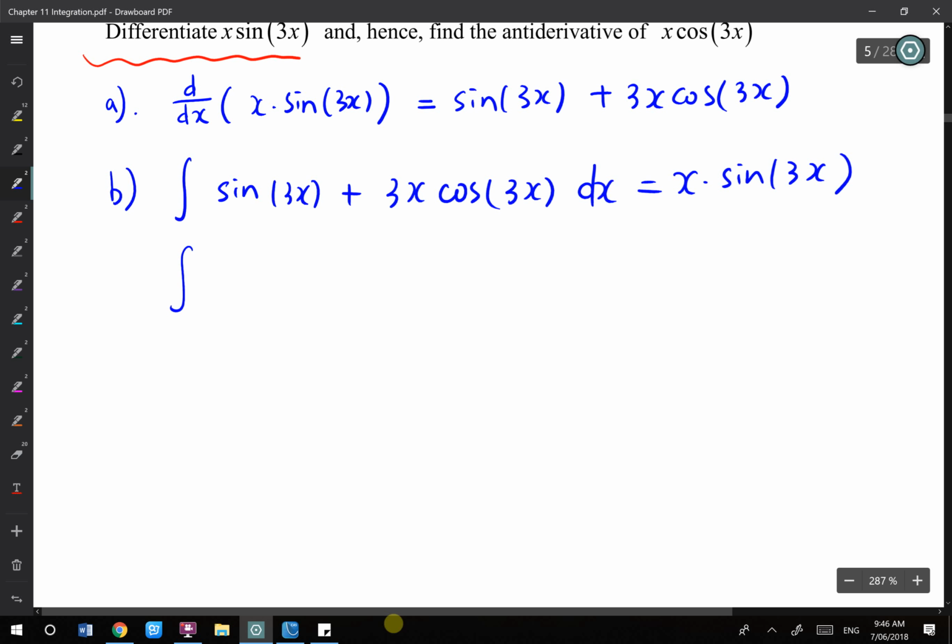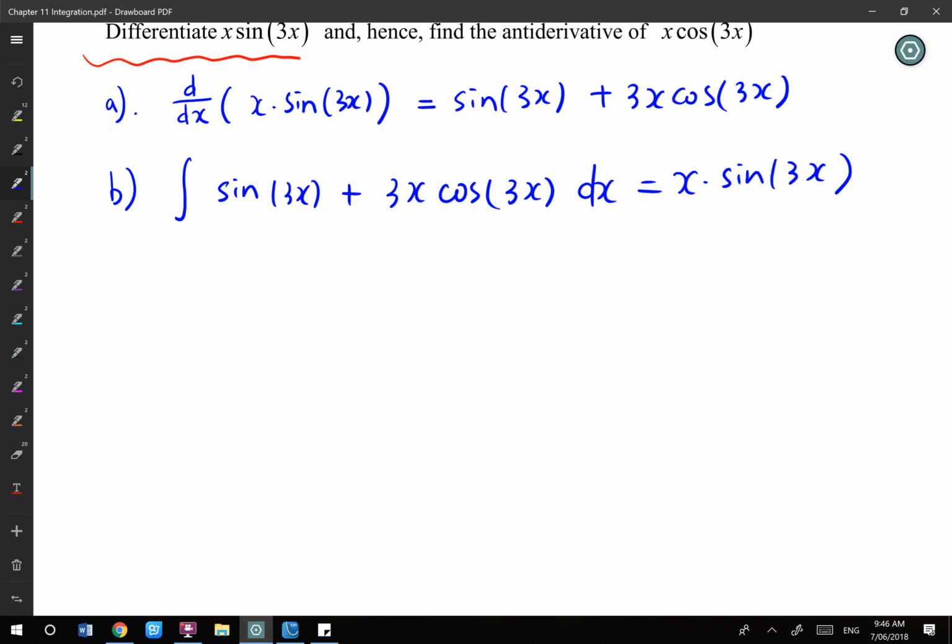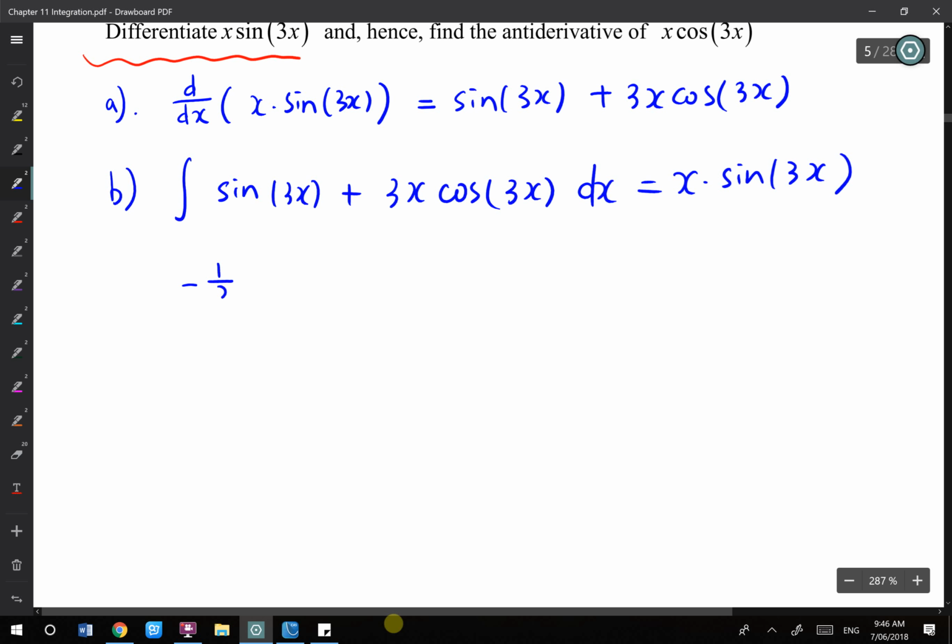So I can separate this. Well, I don't really need to separate. How to anti-diff sine 3x? What will the answer be? Anti-sine 3x. Sine will become what? Negative cos. Good. So sine becomes negative cos. The 3 is the coefficient, so negative 1/3 cosine 3x. Okay, anti-diff the first part.